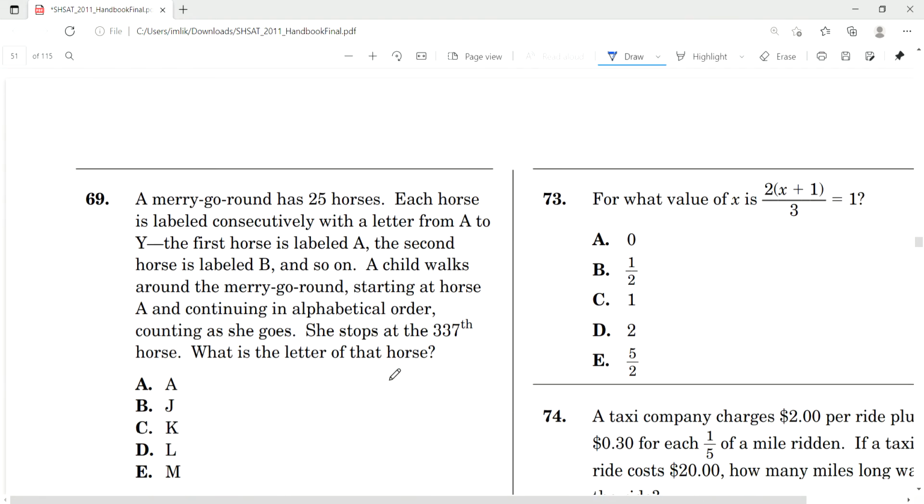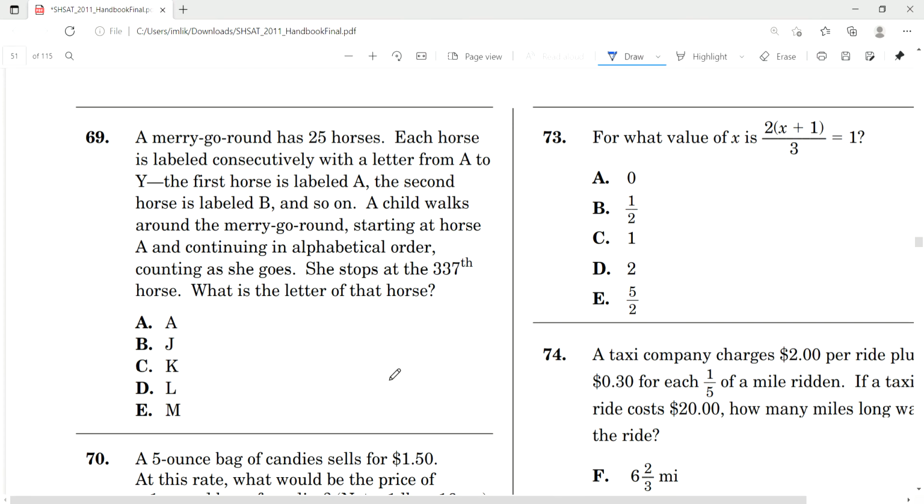A merry-go-round has 25 horses. Each horse is labeled consecutively from letter A to Y. The first horse is labeled A, the second is B, and so on and so forth. A child walks around the merry-go-round starting at horse A and continuing in alphabetical order as she goes. She stops at the 337th horse. What letter is that horse?